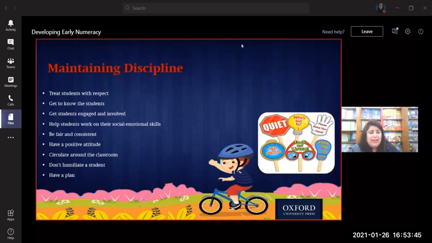Always have a plan of your classroom because it's very important that you pre-plan your sessions and you make a small plan of what you are going to do in those 45 to 50 minutes that you're going to be talking to the students.